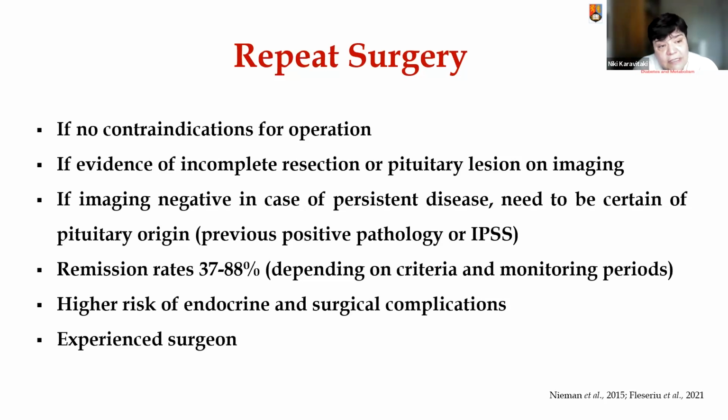It is also indicated if there is evidence of incomplete resection of the tumor, or we see a pituitary lesion on imaging. If the imaging is negative and we are dealing with persistent disease, before we proceed to anything further, we need to step back and ask ourselves, did this patient have Cushing's of pituitary origin? There is not a point going back to the pituitary when we are not sure that this was Cushing's disease.